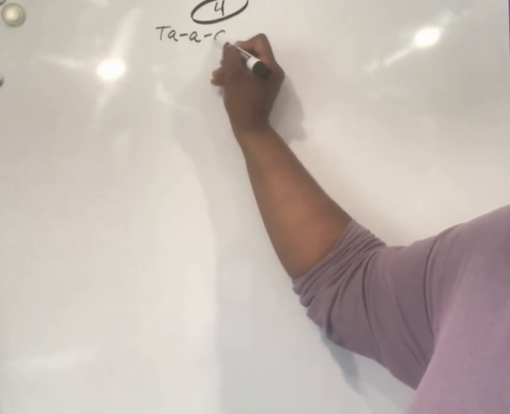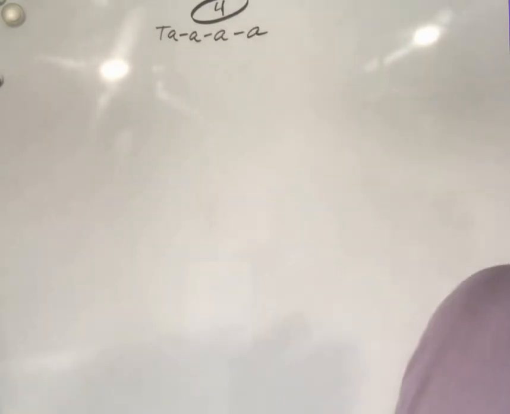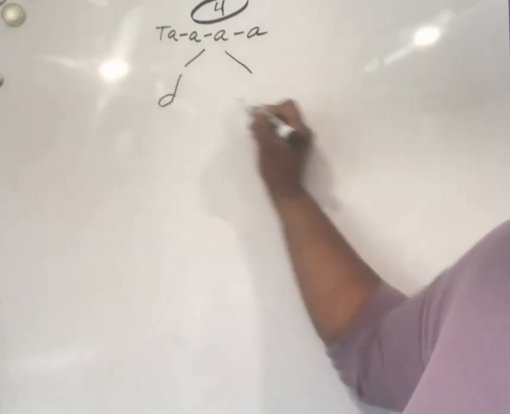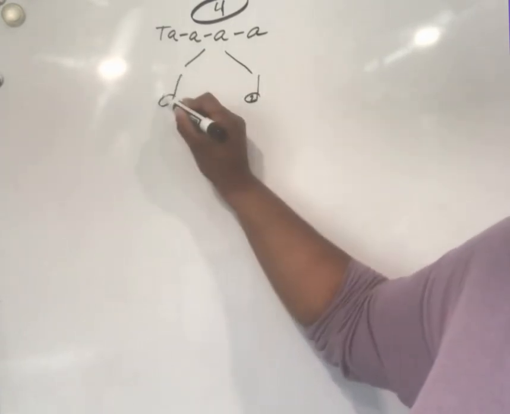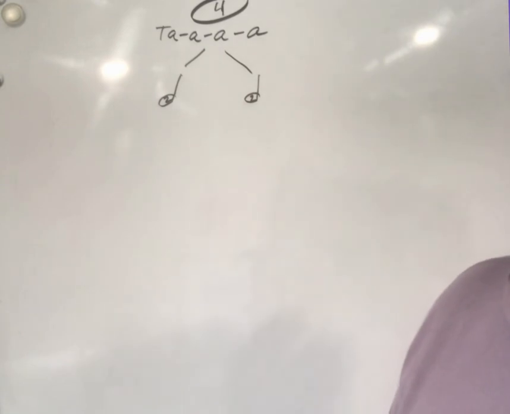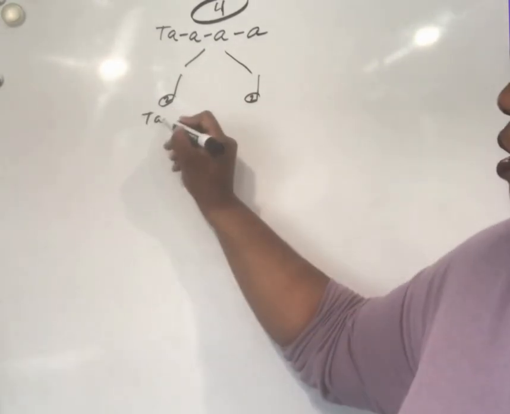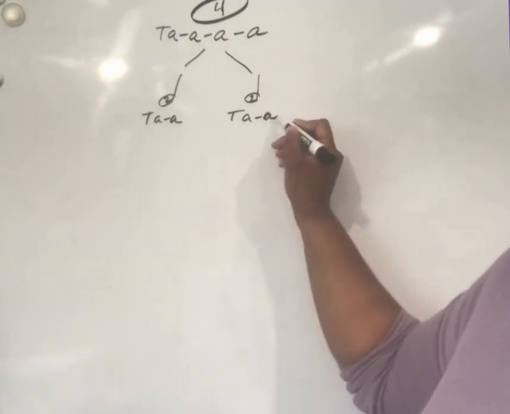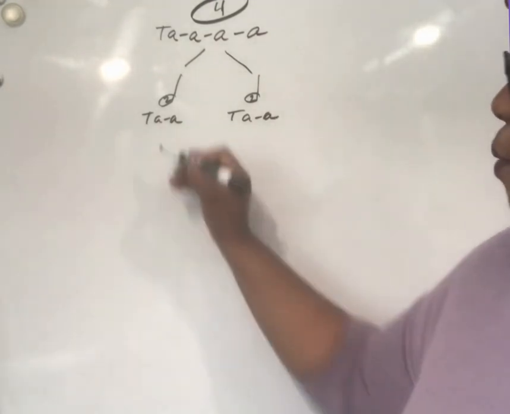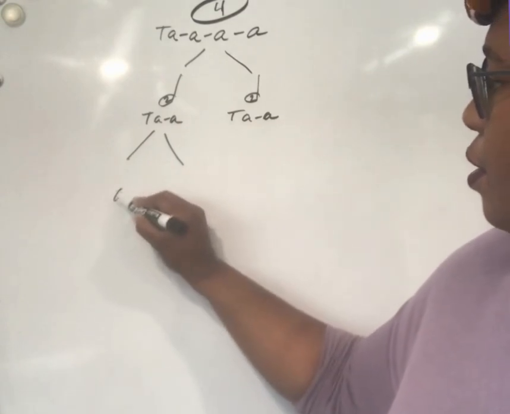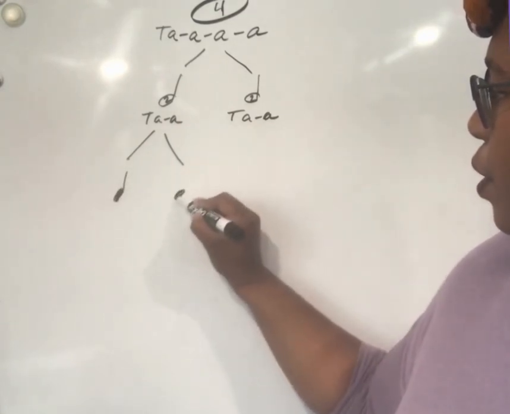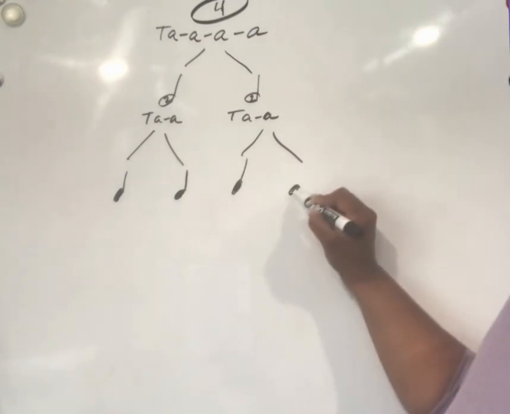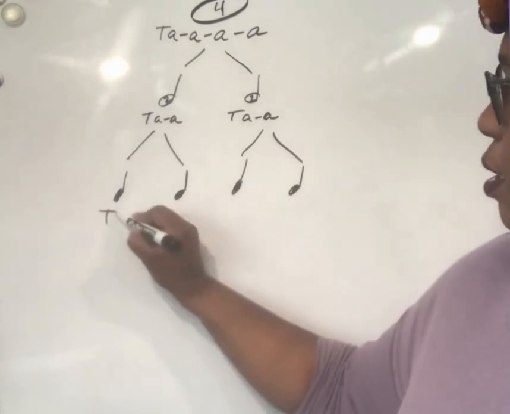Ta, ah, ah, ah. When we split that whole note in half, we get half notes. Each half note gets 2 beats. Ta, ah, ta, ah. When we split our half notes, we get quarter notes. Each quarter note gets 1 beat.